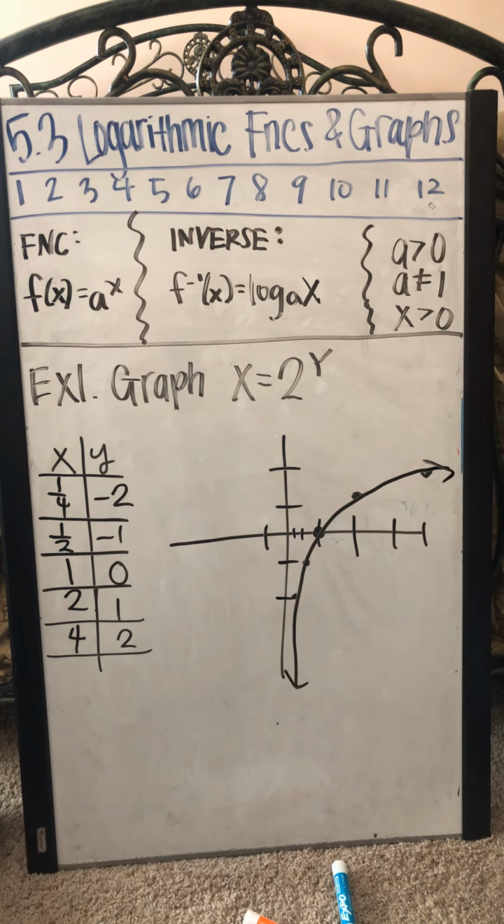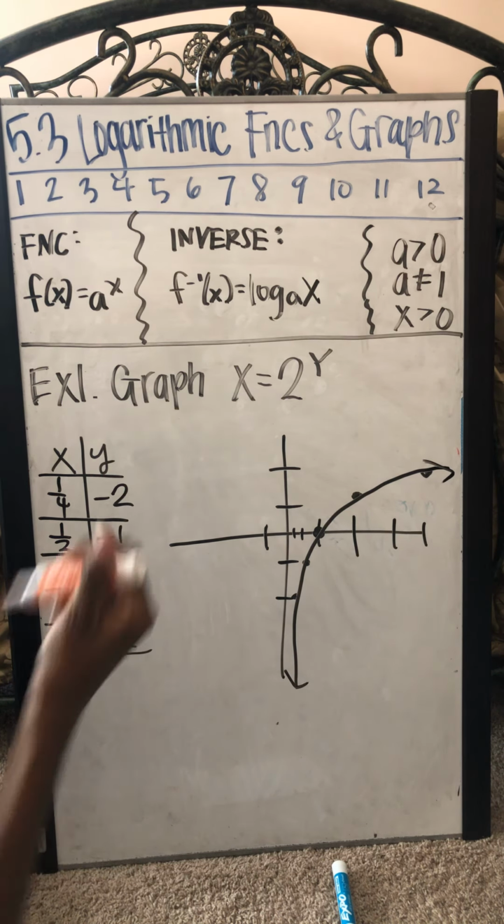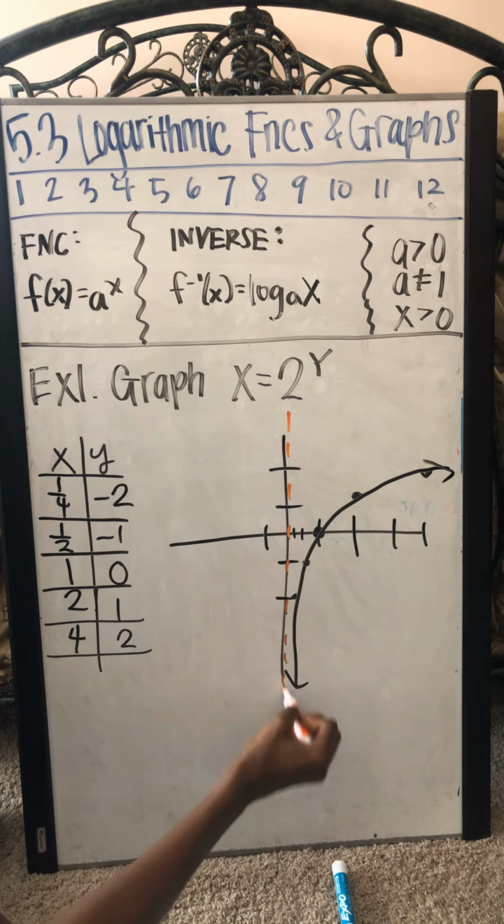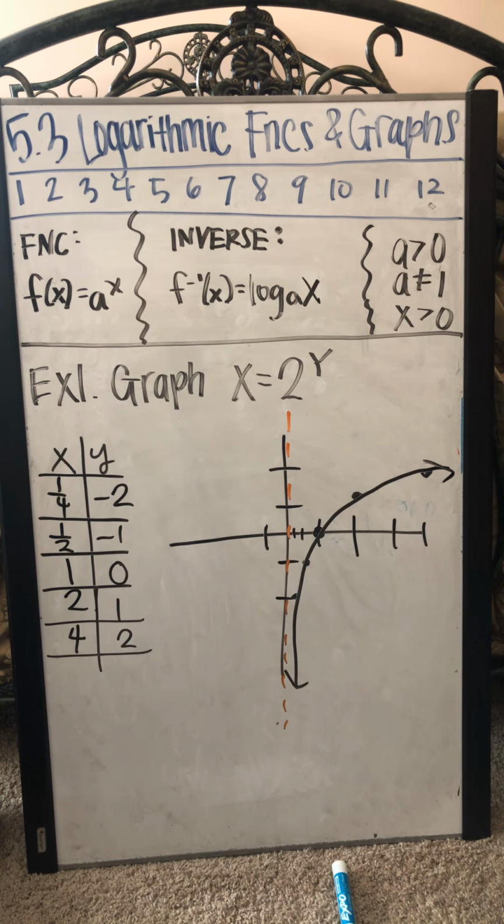Then we have a vertical asymptote at x equals 0, which means it's never actually going to get to that 0, and that goes all the way up into infinity. This is very similar to our e to the x because this is the inverse of our e to the x function. Remember that.